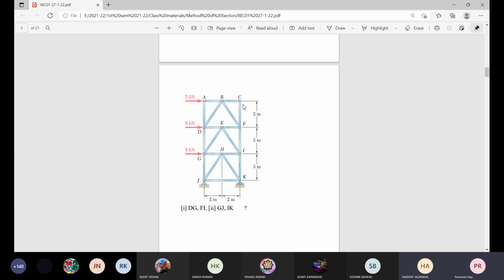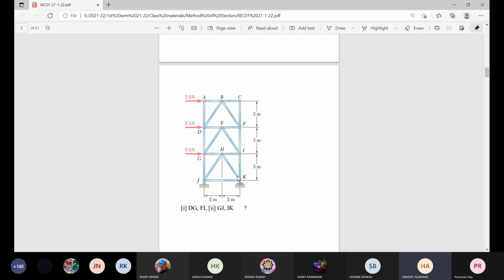So if you consider this structure, that tendency of clockwise rotation about this point is supported by the reaction here at K. The moment developed due to this 5 kilonewton, 5 kilonewton, 5 kilonewton at heights of 3 meter, 6 meter, 9 meter, this summation of clockwise moment will be balanced by the reaction force at the roller at K, which will provide that anticlockwise moment. That moment equilibrium equation about J will give you the value of reaction at K. That is the first step.